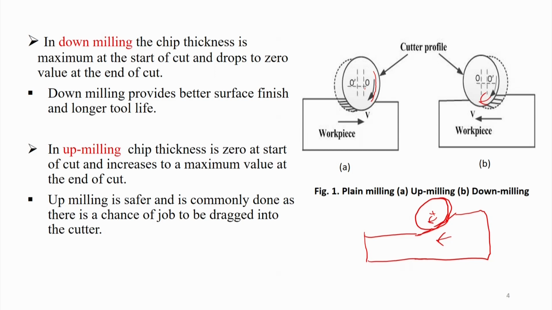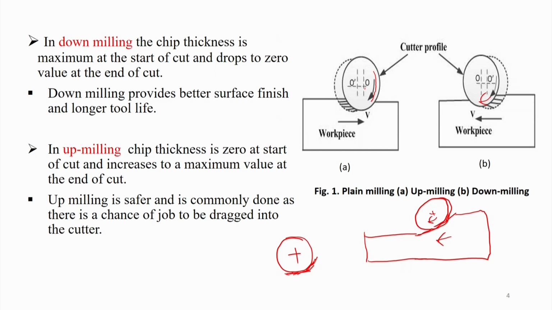Because of this, down milling provides better surface finish and longer tool life. In up milling, the chip thickness is 0 at the start, because in up milling, suppose you have the cutter like this and then it is going like this and it is like this here.